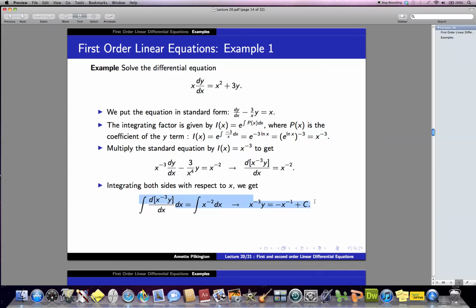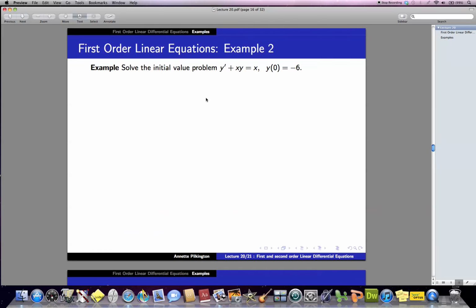Now we're going to solve for y by multiplying across by x cubed. So we get y equals minus x squared plus c times x cubed, and that's our solution. Of course, you can always apply this when you have an initial value, and at the end you can plug in the initial value to find the value of the constant.